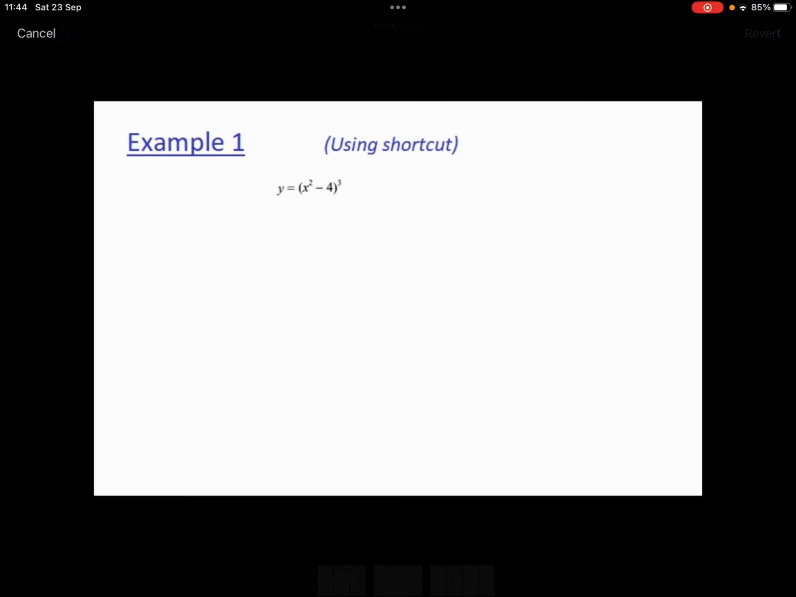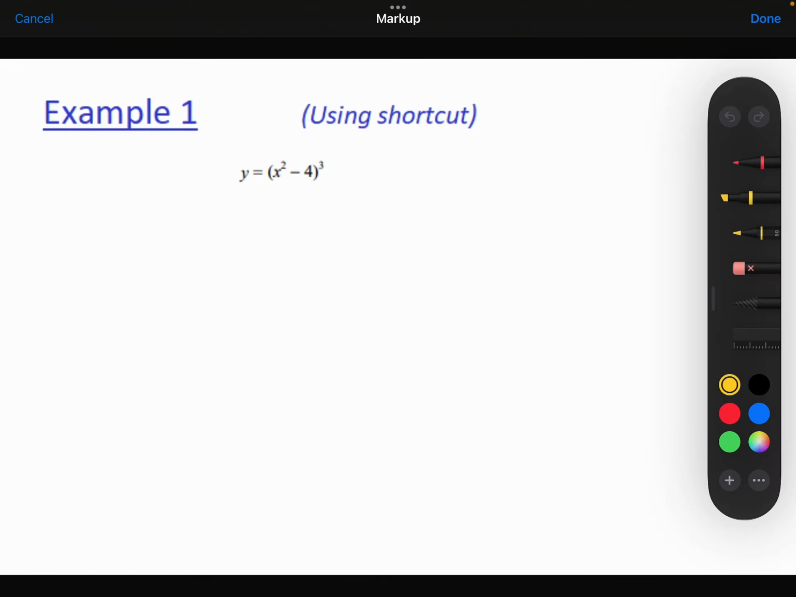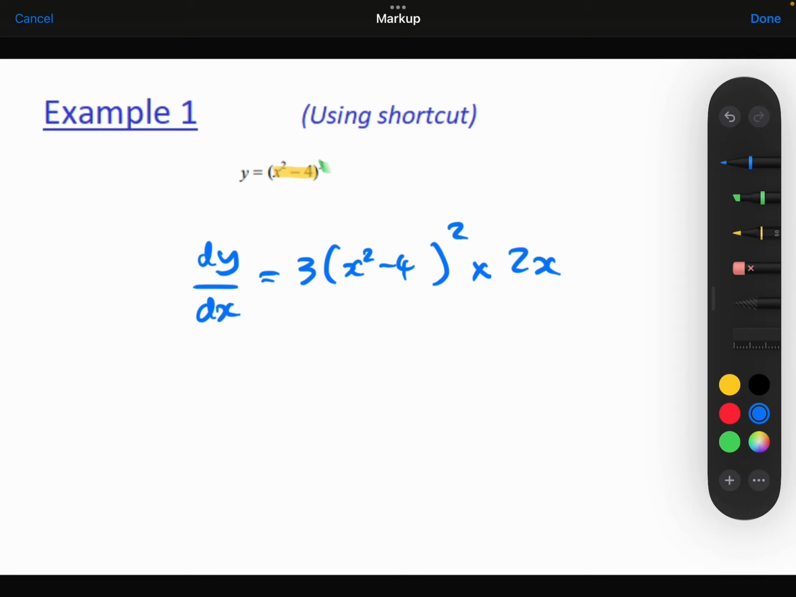So the way we would look at this question with the shortcut: this is the inside, this is the outside. Straight away, dy by dx, we differentiate the outside function, differentiate the cubed, so we get 3 lots of something squared, the inside stays the same, and then I'm going to multiply this by the derivative of the inside. The derivative of x squared minus 4 is 2x, and then we simplify, and we're done.